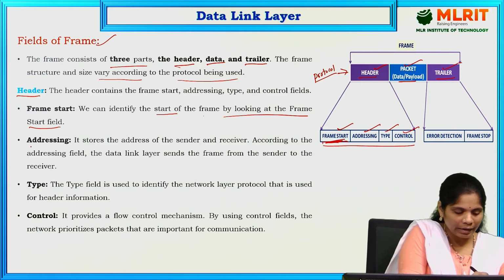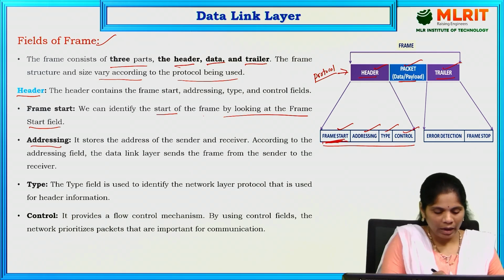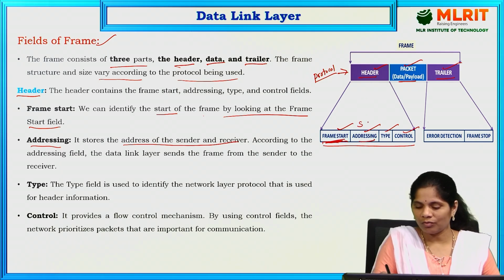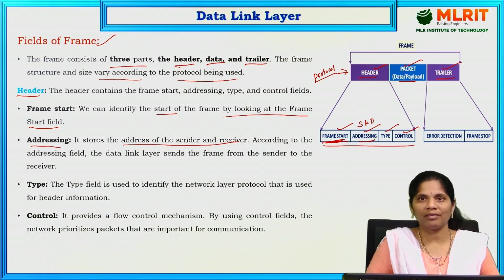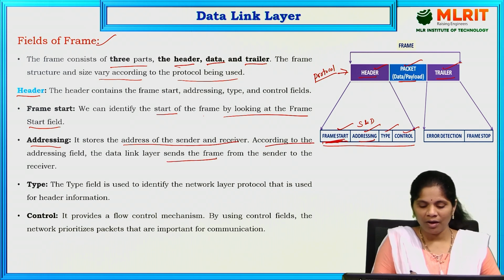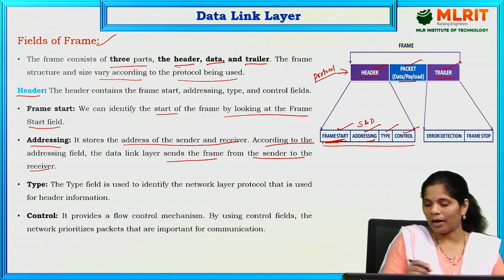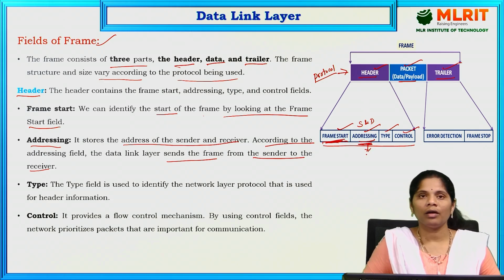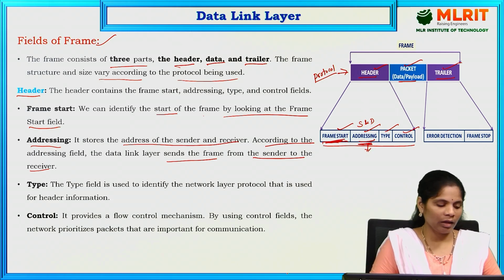And coming to the addressing, it is telling about the address of the sender and receiver. It is saying the address of the source and destination. According to the address field, the data link layer sends the frame from sender to the receiver based on the address only. Using this address, the sender is sending data to the exact destination. That is about the addressing field.